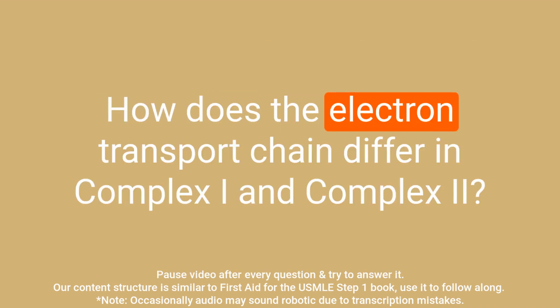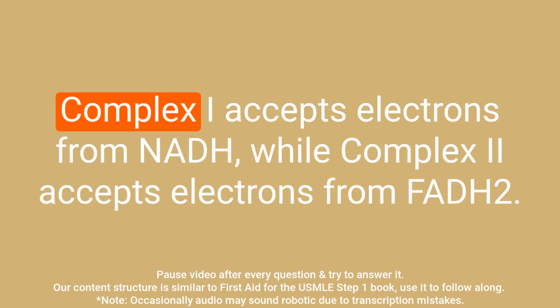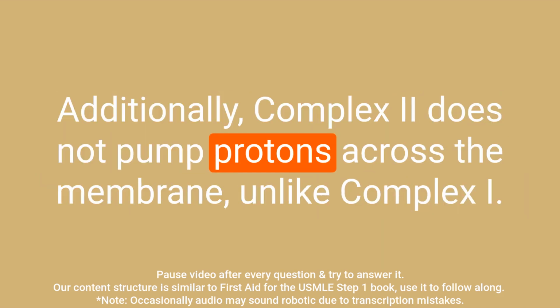Question: how does the electron transport chain differ in complex I and complex 2? Answer: complex I and complex 2 differ in the electron carriers that they accept. Complex I accepts electrons from NADH, while complex 2 accepts electrons from FADH2. Additionally, complex 2 does not pump protons across the membrane, unlike complex I.